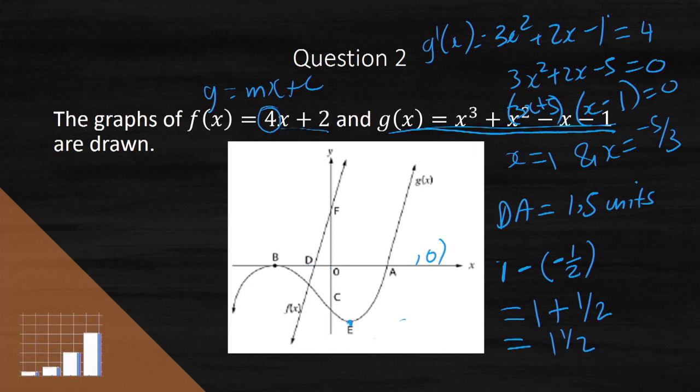Those are the points where the x values are going to give you the same gradient for the straight line and the same gradient for the cubic function. You can test it and make sure for yourselves that it does give you the same gradient of 4.